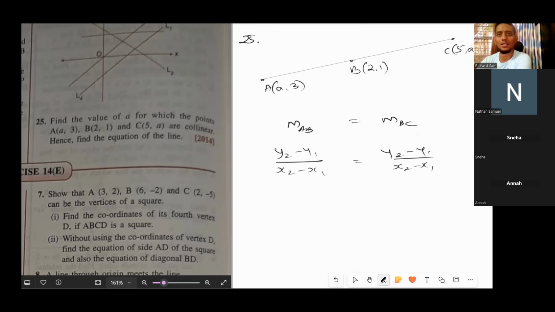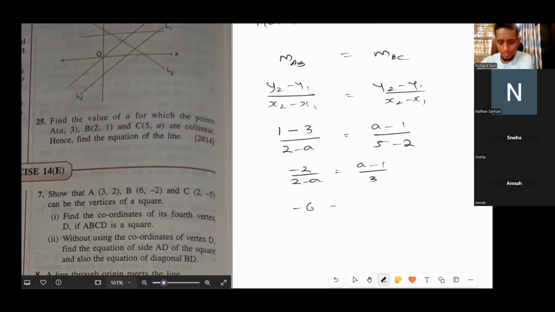I got -2 upon 2 minus A is equal to A minus 1 upon 2. Wait. So A and B. Okay, so this is x1. Okay, y2 is 1 minus 3 upon 2 minus A. Correct? A minus 1 upon 5 minus 2. Correct? So that is minus 2 upon 2 minus A is equal to A minus 1 upon 3. Oh yeah, you get.